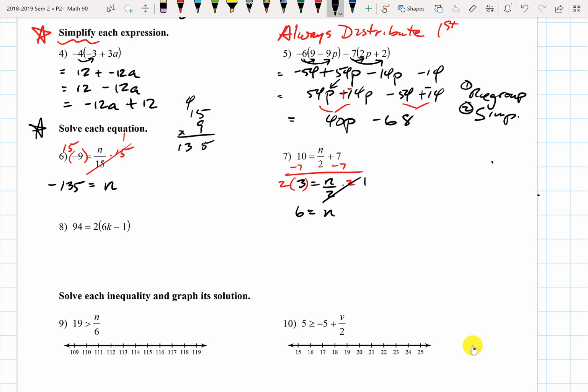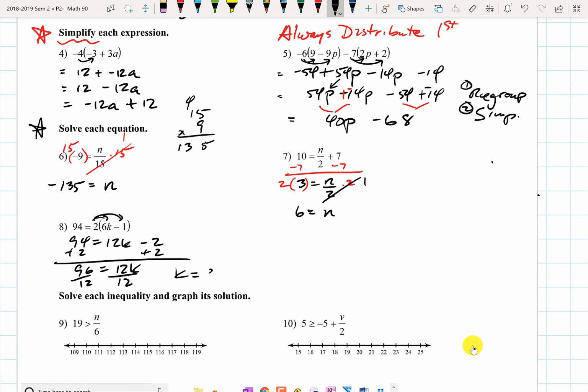And the number 8, you want to distribute a couple times first. Or you can divide by 2 if you want. That's probably faster. Most of you guys would probably distribute, so I'm going to do it your way. Okay, so 2 times 6k is 12k. All right, minus 2. 2 times 1 is 2. Add the opposite, and you get 96 is equal to 12k. Divide by 12. All right, and you get k is equal to, well, it's probably 8. 8 times 12 is 96, so k is 8 right here.